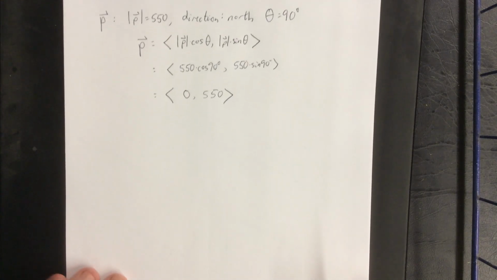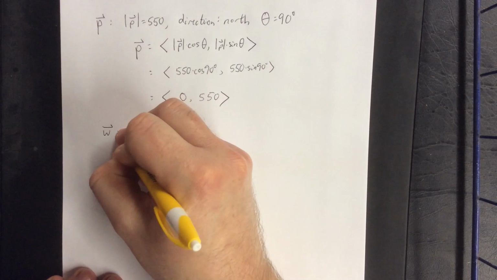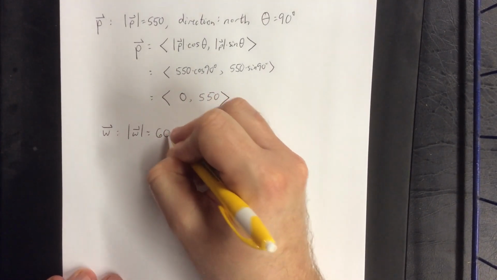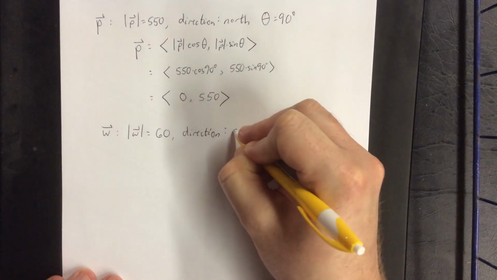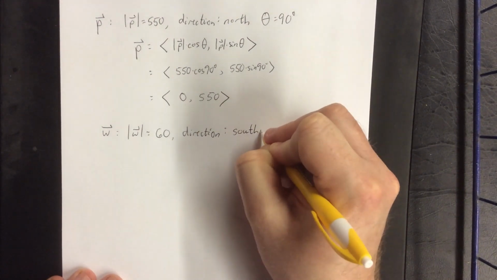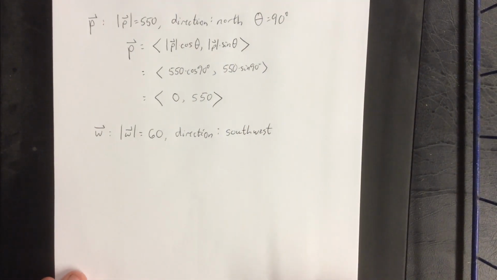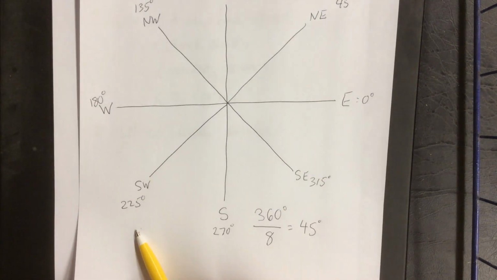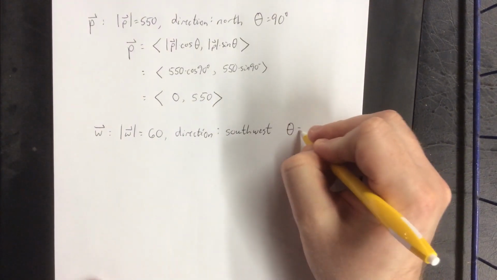Now with that in mind, we're going to repeat the process for the wind vector. As far as the wind vector is concerned, the magnitude of the wind vector is 60 miles an hour, and the direction is going to be southwest. Once again, if it's traveling in from the northeast, then it's traveling in the direction of southwest. The angle that we had associated with southwest was 225 degrees, which is why we're going to use theta equals 225 degrees.